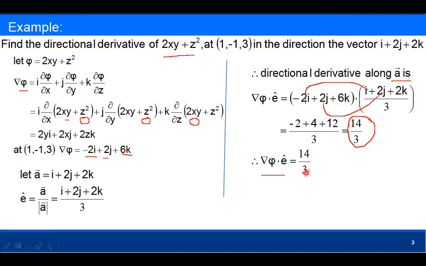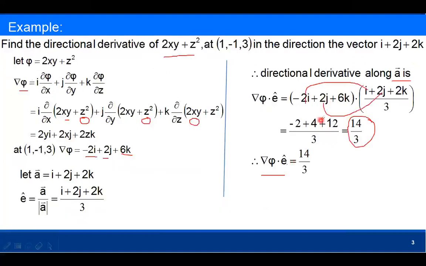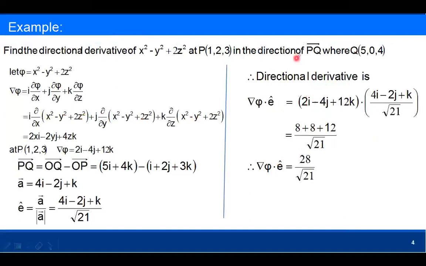See one more problem. Find the directional derivative of x square minus y square plus 2z square at P(1, 2, 3) in the direction of PQ, where Q is (5, 0, 4). So what is the difference between the last problem and this problem? In the last problem they directly mentioned the vector as the direction, but in this case they simply give two points, and we must find the directional derivative of the given scalar point function in the direction of PQ. Now how to calculate this PQ?